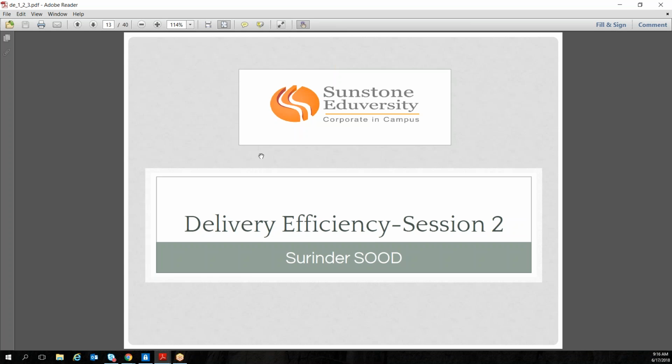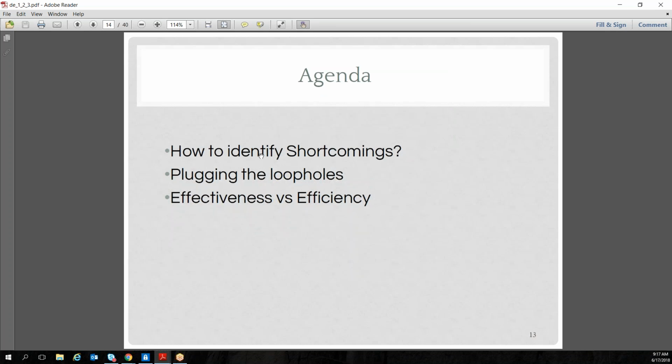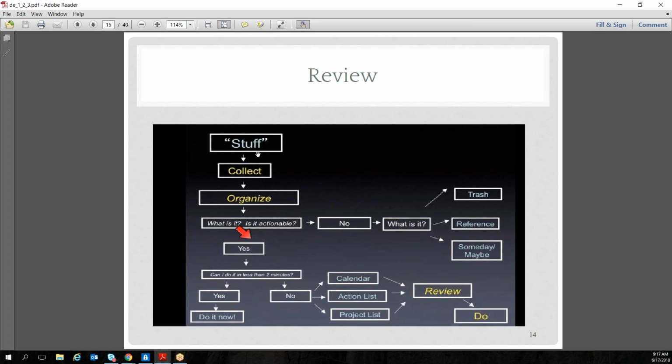Okay. So today we will discuss three things. We'll identify the shortcomings with regard to our delivery plan, then we'll see the loopholes and how to plug them, and then we'll compare effectiveness versus efficiency, what is what and what is better. So keeping these things in mind, let's review what we discussed last week.